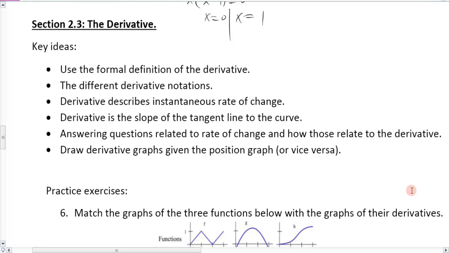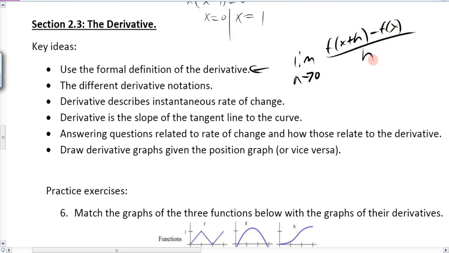All right, section 2.3, the derivative. Now remember, the big idea here was not doing the algebra versions of derivative, but understanding what they are, what they mean, what they're describing, how do we find them. So we do need to know how to use the formal definition of derivative, which is the limit as h approaches 0 of f of x plus h minus f of x all divided by h.